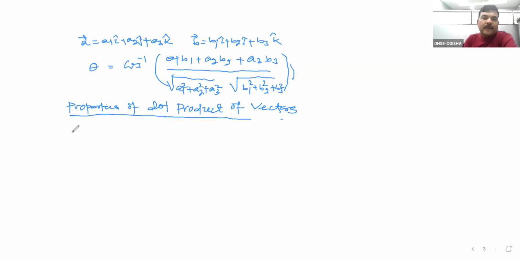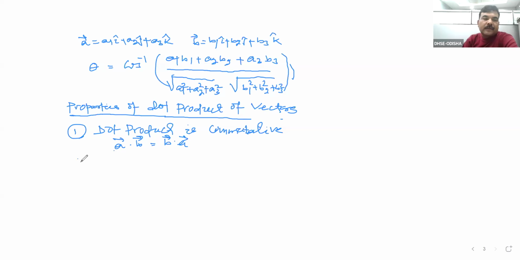First one, dot product is commutative. That is, for any two vectors A and B, A dot B equals B dot A.